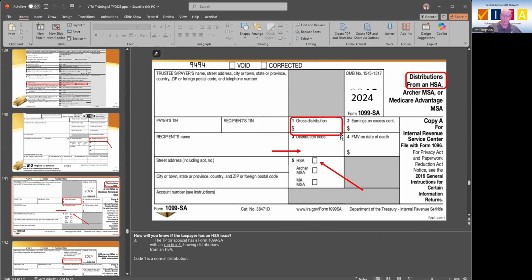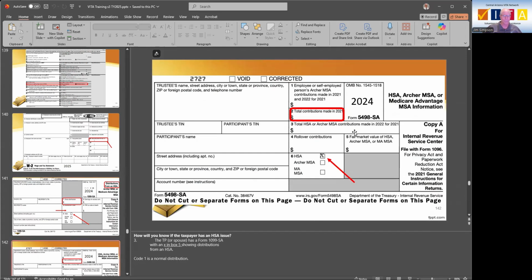Now, often they'll say, oh, I only use this for medical expenses. So then when we're inputting it in TaxSlayer, we input what was the distribution, and how much of the distribution was used for medical expenses. Because if a portion was not used for medical expenses, they've got to pay taxes on it, and there's a pretty hefty penalty that they have to pay as well.